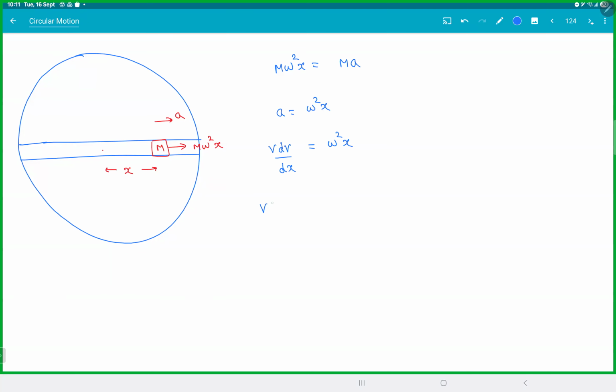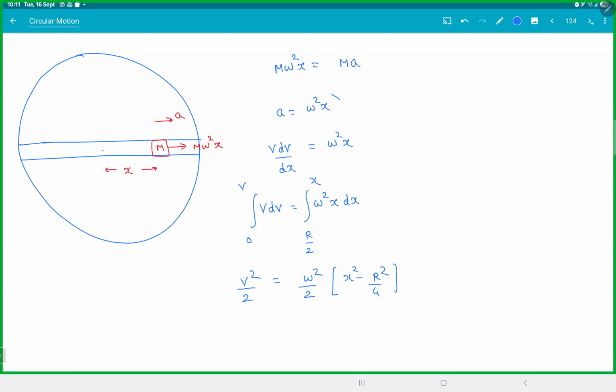Then we integrate this. So v dv is equal to omega square x dx, with limits. It started from 0 to v, and it started from r by 2 to the distance x. This will be v square by 2, and this will be omega square by 2. When you put the limits, you get x square minus r square by 4.